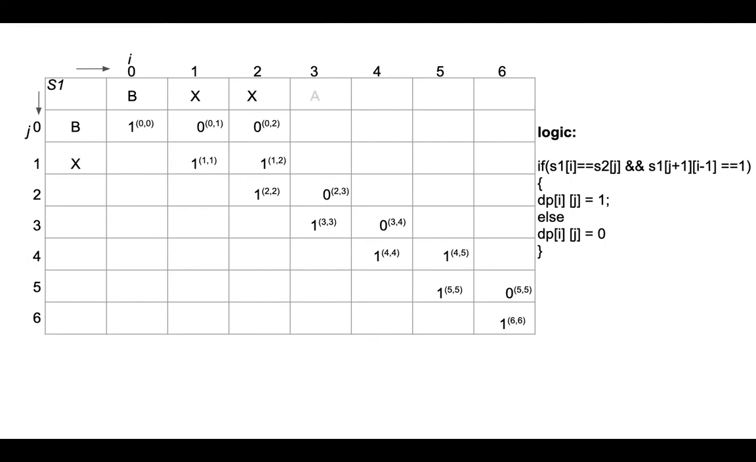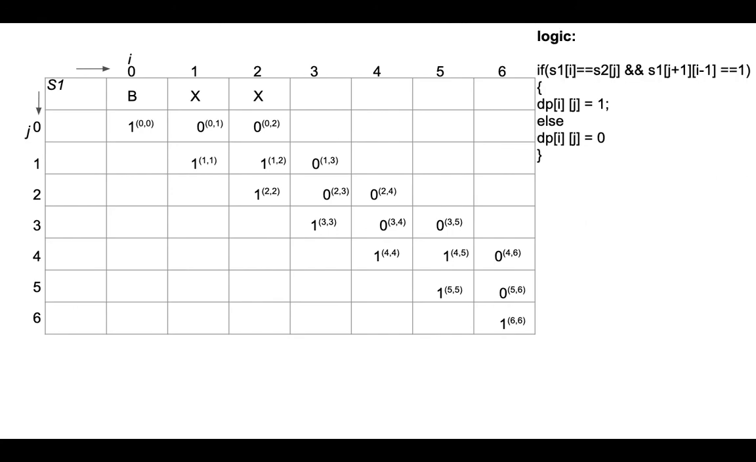Now compare X with A, there is no match, fill the block with 0. Now compare X with B, no match, fill the block with 0. Now compare A with B, there is no match, fill the block with 0. Now compare B with A, there is no match, fill the block with 0. So this iteration has been completed. Let's move to another iteration.